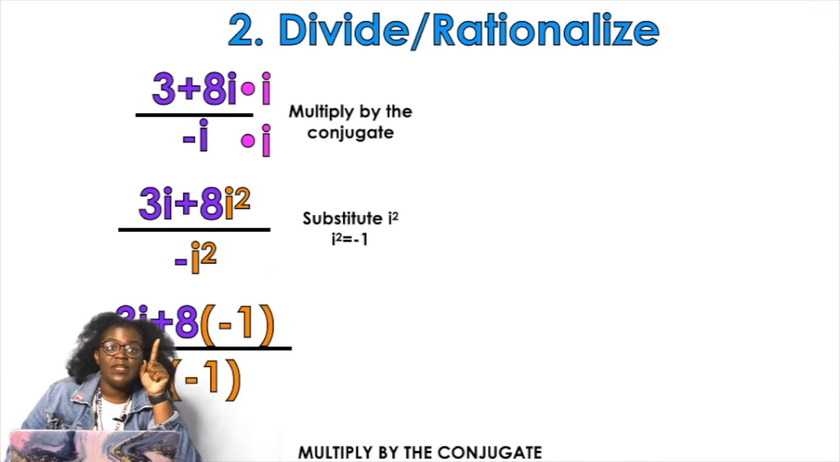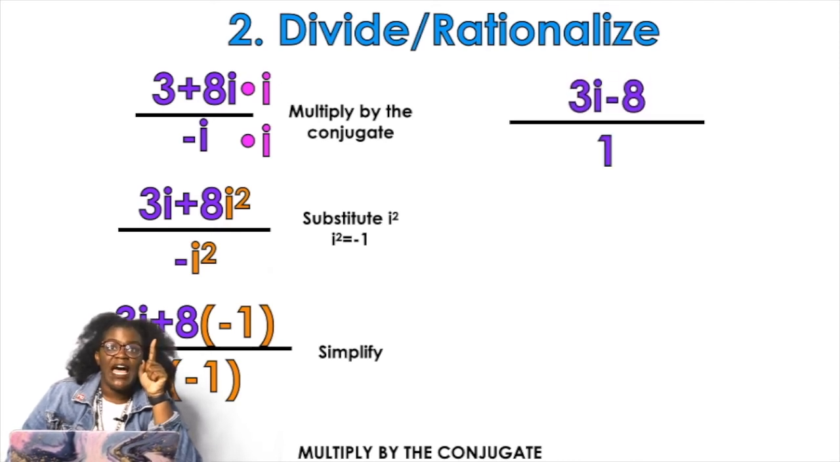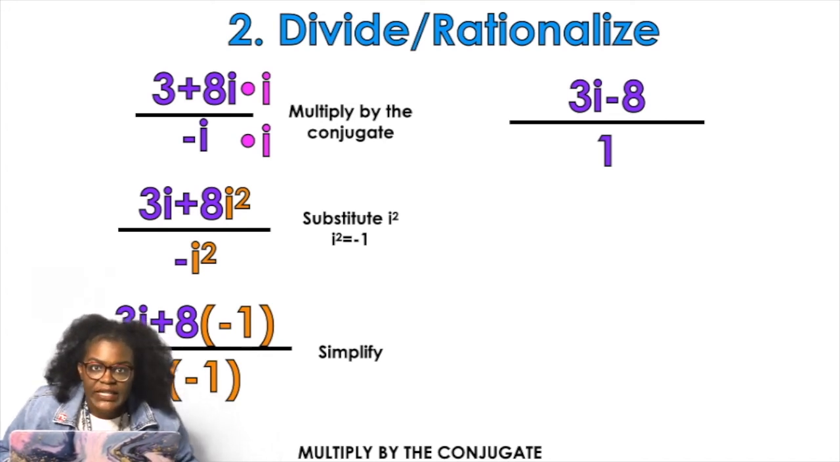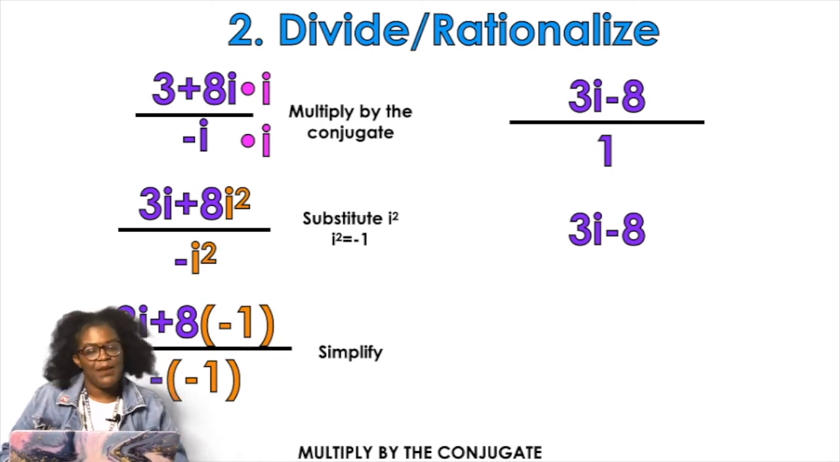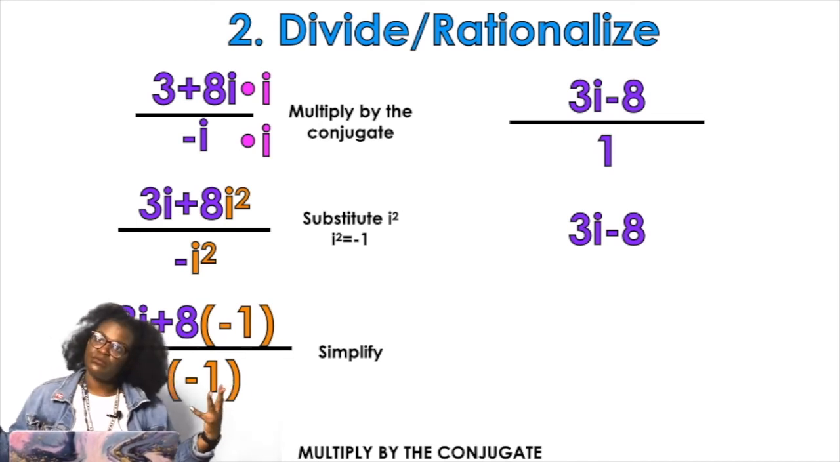So now we simplify, right? So 3i minus 8, because 8 times negative 1 is negative 8. And then on the bottom, we have negative negative 1, which is a positive 1. Anytime I have a fraction over 1, do I need that? No. My final answer is 3i minus 8. Boom.